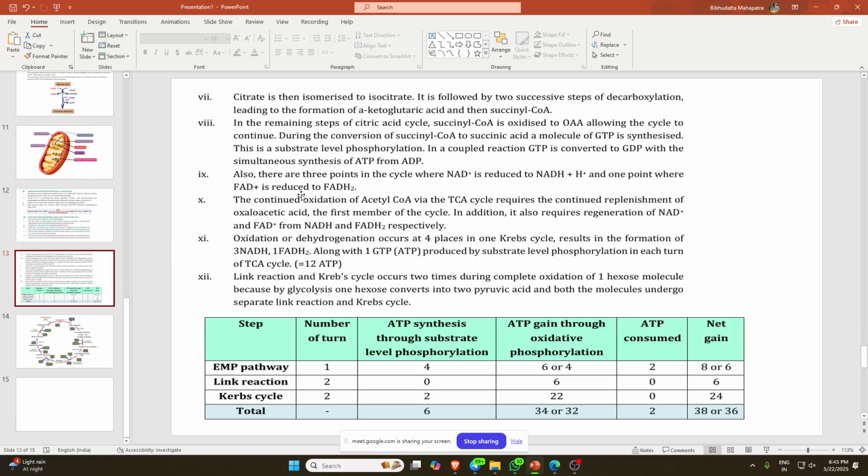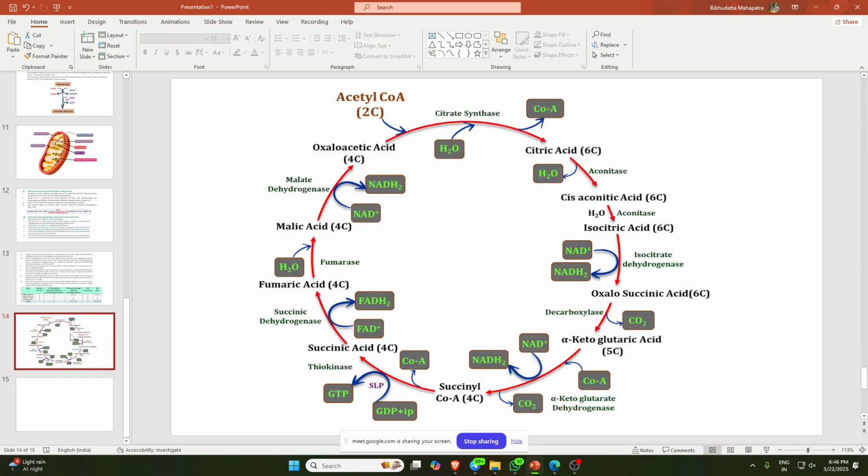The continued oxidation of acetyl coenzyme A via the tricarboxylic acid cycle requires the continued replenishment of oxaloacetic acid, the first member of the cycle. In addition, it also requires the regeneration of NAD and FAD from NADH and FADH2 respectively. Oxidation or dehydrogenation occurs at 4 places in one Krebs cycle. Now see where it is happening.